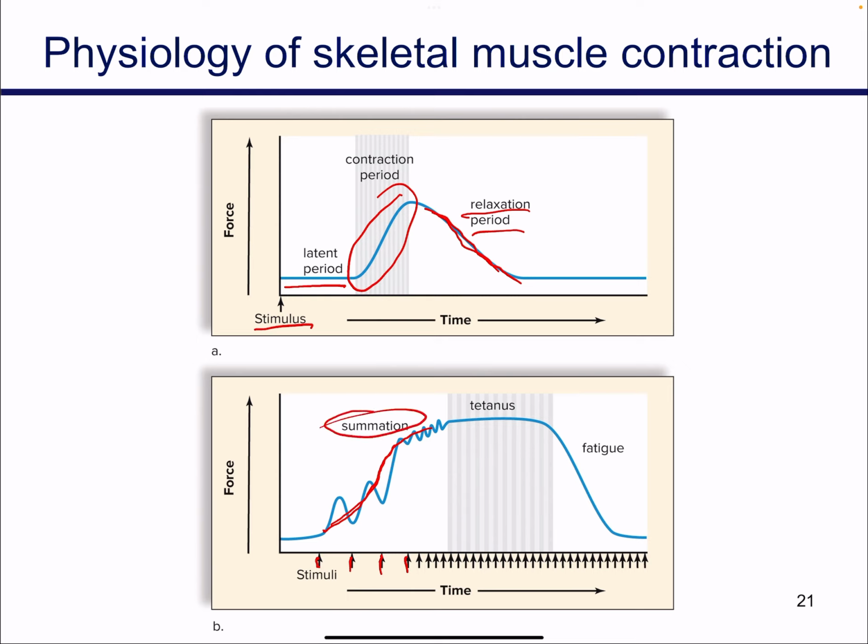So we have a summation that happens here because you have basically a compilation of all the contraction units that are happening, so that you reach a point where there is a maximum contraction. So at that point, all the motor units for a given muscle have been contracted, okay? And you cannot contract further, right? This is a tetanus.